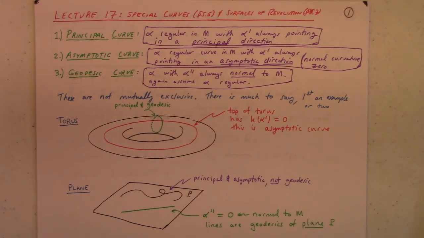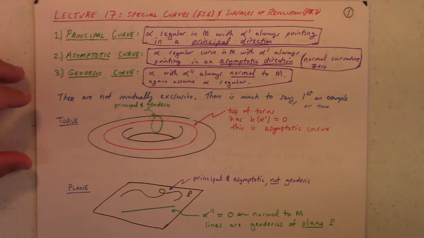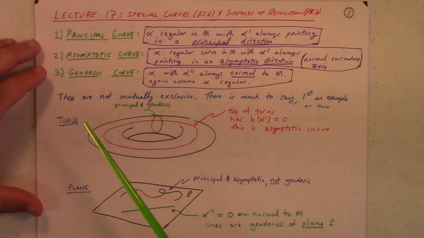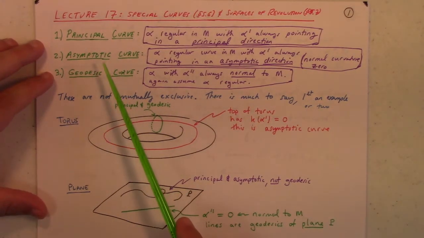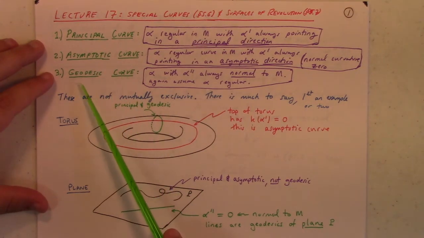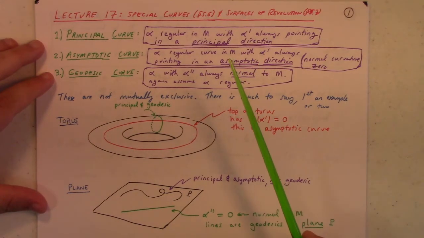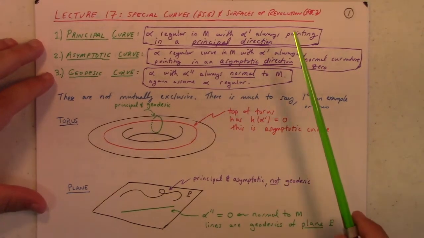All right, so let's dive into lecture 17, which is on special curves and surfaces of revolution. Again, following Barrett O'Neill's classic differential geometry text. So there are three important special kinds of curves that we're going to study: principal curves, asymptotic curves, and of course the famous geodesic.